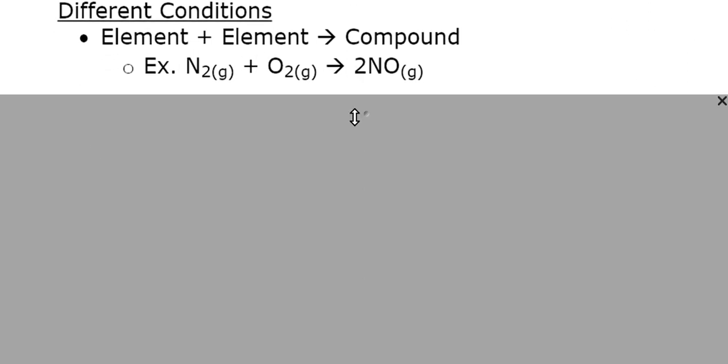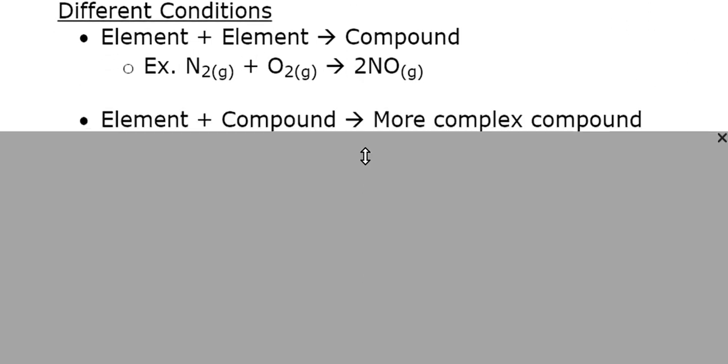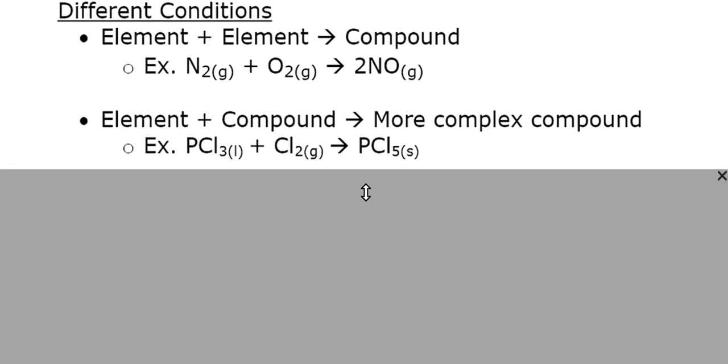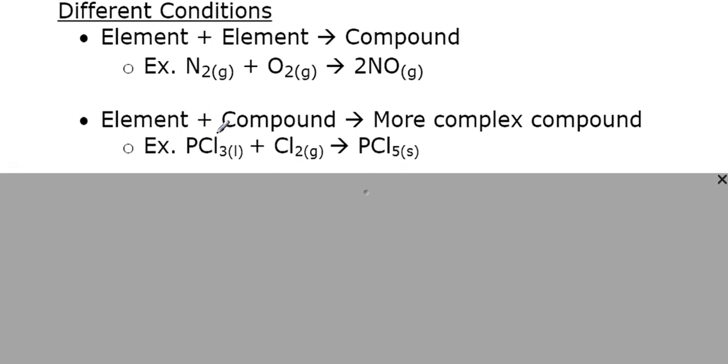We can also make other new compounds, but they're maybe a little more complex. Maybe it starts with a compound combining with another element. Here they're made up of the same element. This has chlorine in it, and this is chlorine as a pure element on its own. And it makes another compound with more chlorine in it. So more atoms and definitely more complex.